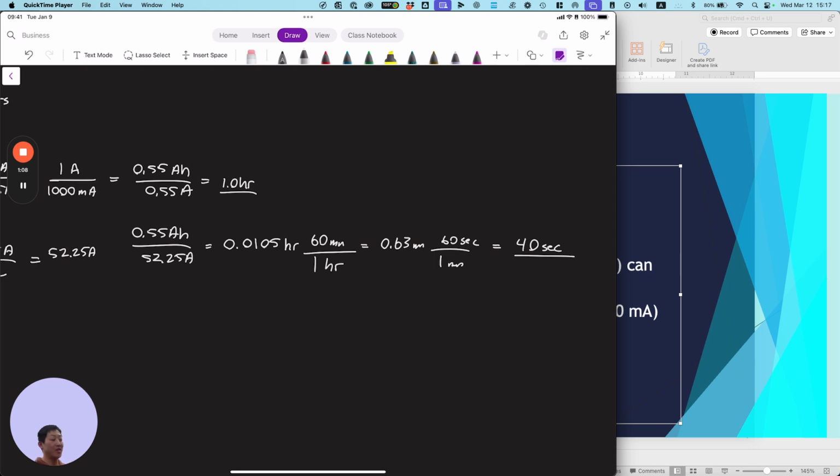So even though these are rated at 95C, you can continuously discharge it at this rate, but you can see it's not even going to last a minute. This thing is just going to be done. So when you size these batteries, you need to leave enough buffer. If your drone really does use 52.25 amps, you might want to look into something bigger.